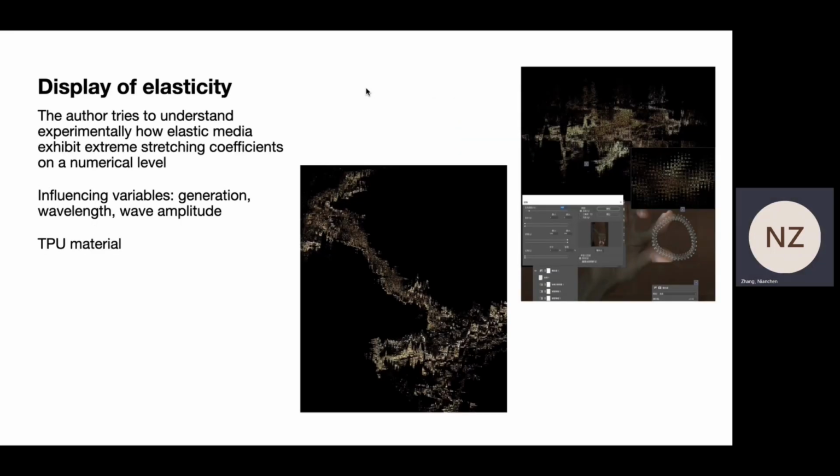What follows is a study of experiments done by other designers based on the direction of my project. This is about the performance of resilience. The creator tries to understand experimentally how elastic media exhibit extreme stretching coefficients on a numerical level. The influence variables for generation are wavelength and amplitude. As you can see, the main object of her design is the GPU material, which is also known as the headband.